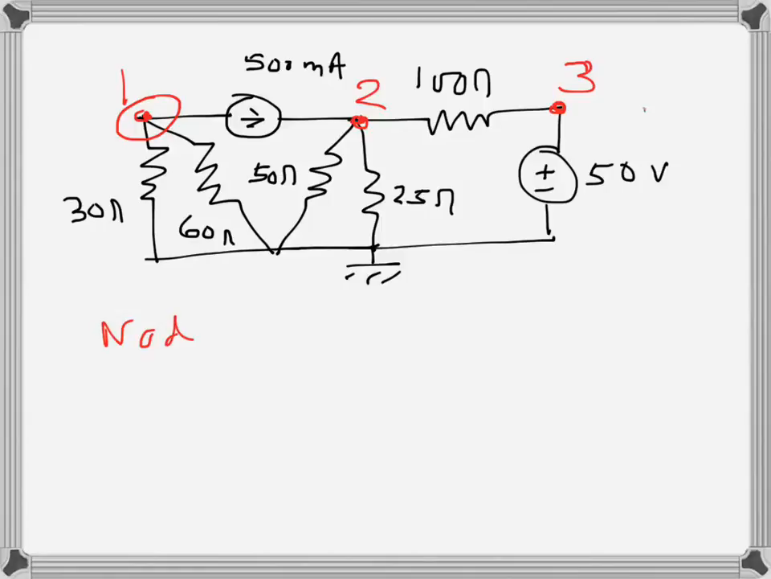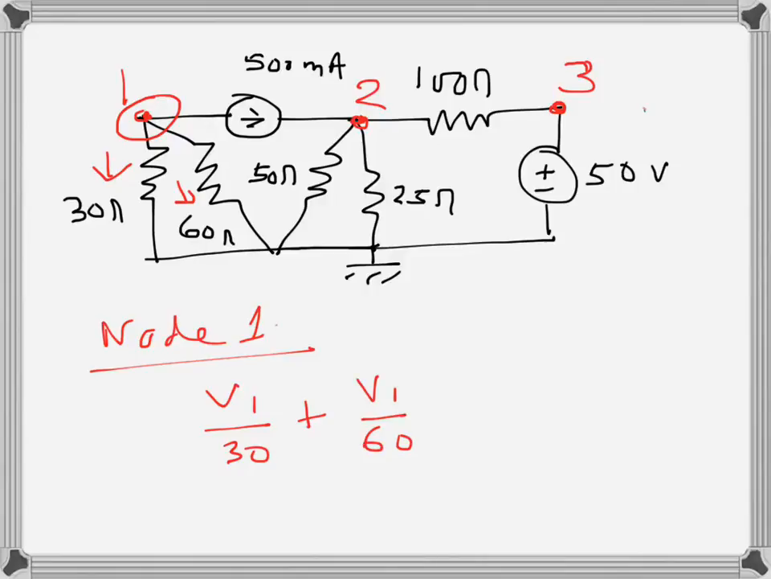So node 1, the voltage, let's say it's V1. So the outgoing current through the 30 ohms resistance is like that, and then the 60 ohms resistance is like that, and then 500 milliamps, so I will write it in amps, so 0.50.